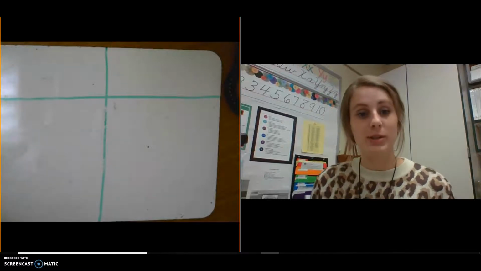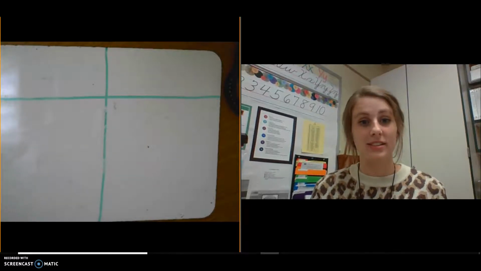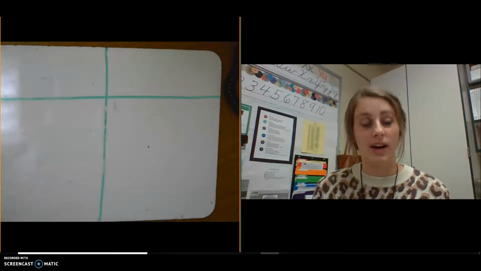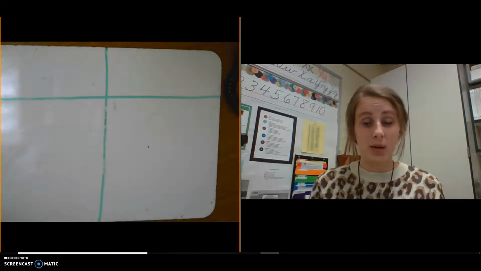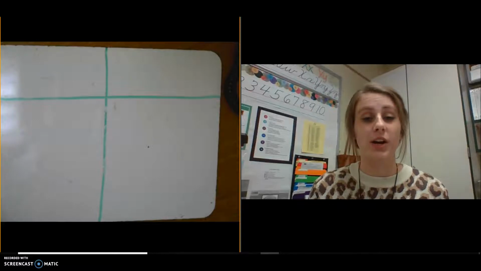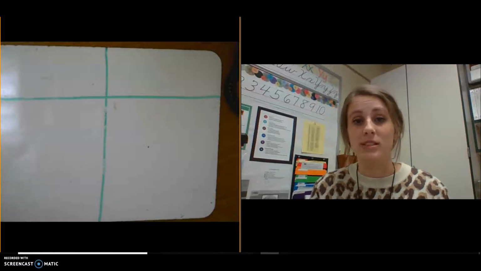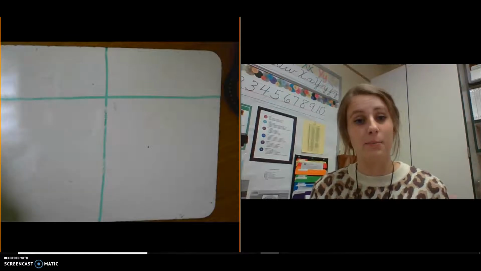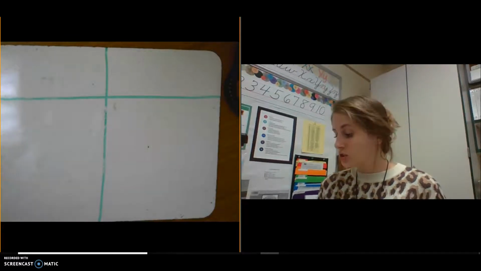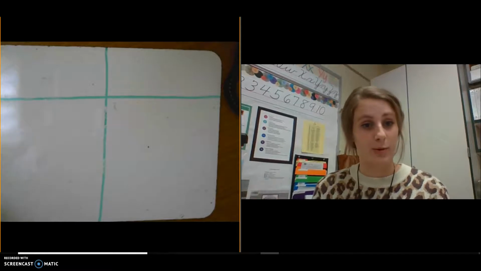Okay, so yesterday we talked a little bit about our tens and our ones and what that looks like in a number. So we talked a little bit about place value, and we are going to continue that talk today and talk about how numbers can look different but be the same. So I want to lead you through an example really quick.